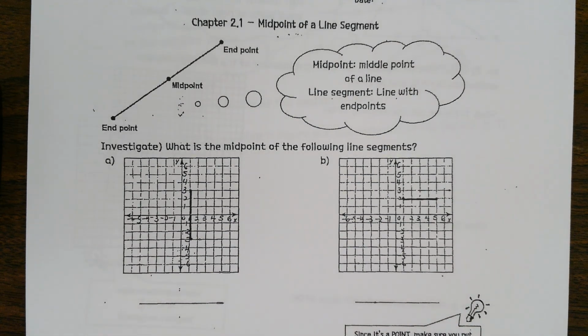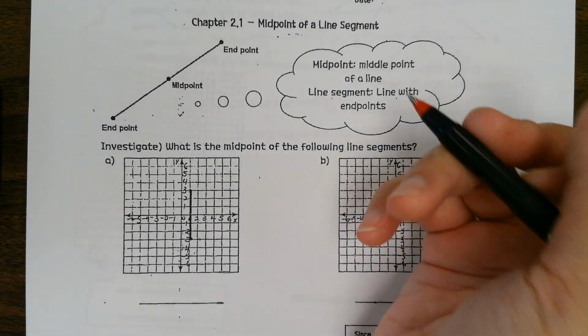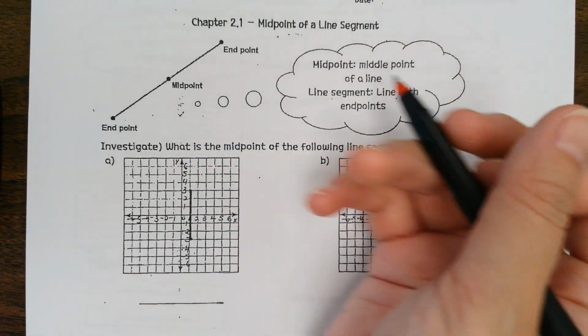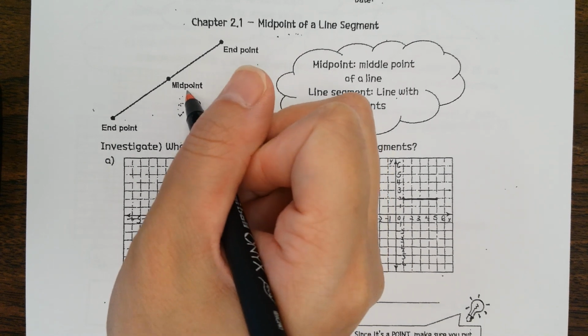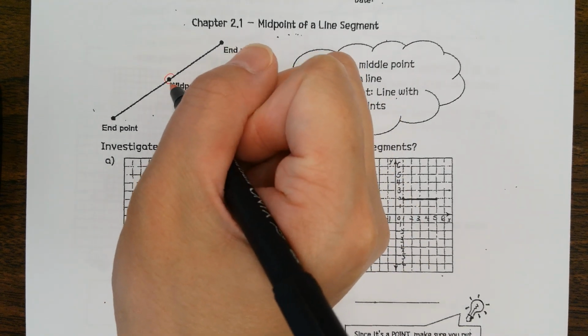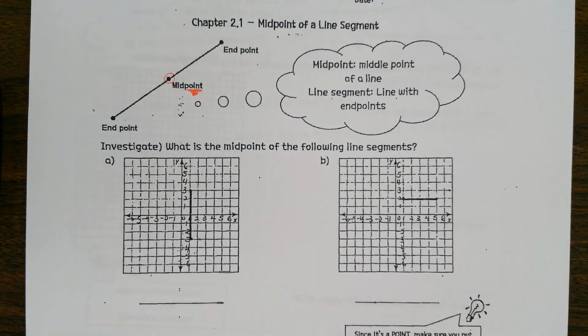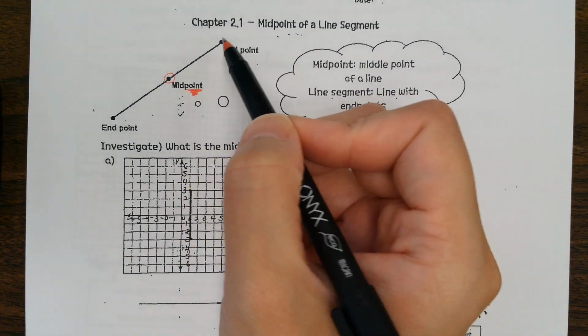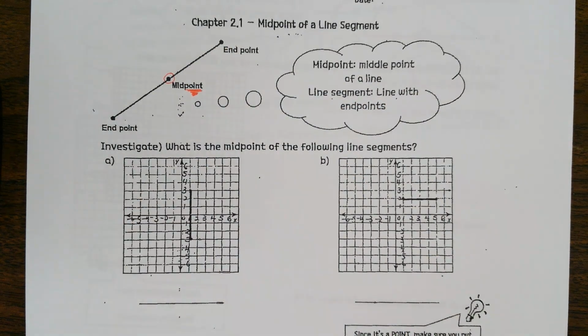So what do you think midpoint of a line segment means? The middle of the line segment. Yeah, basically that's it. The middle, right? Notice that's midpoint, and so we are still looking for the point. We're looking for the point right in the middle. That's what midpoint is basically. A line segment is a line that has endpoints.